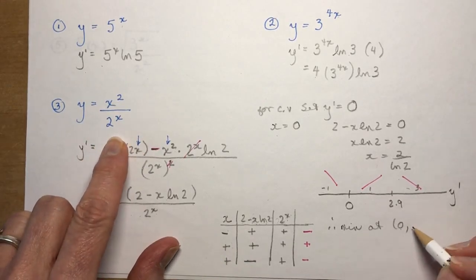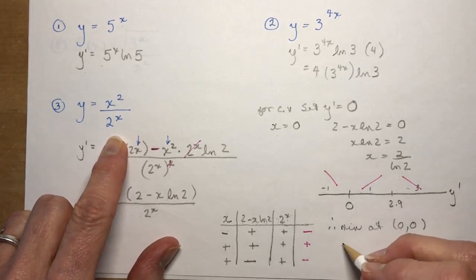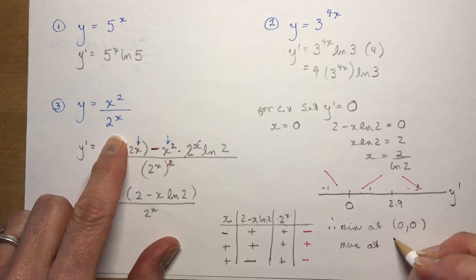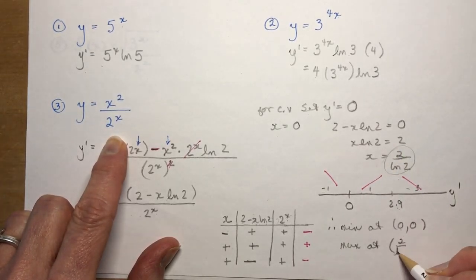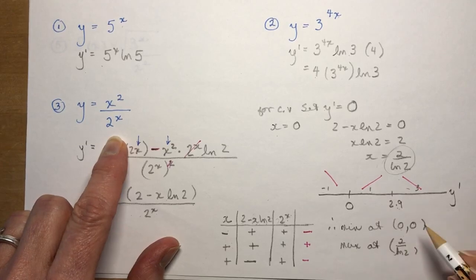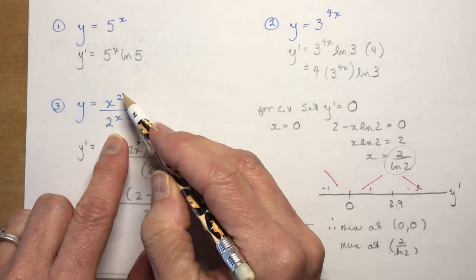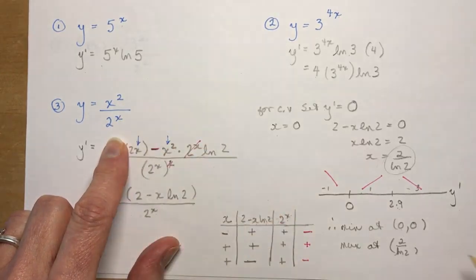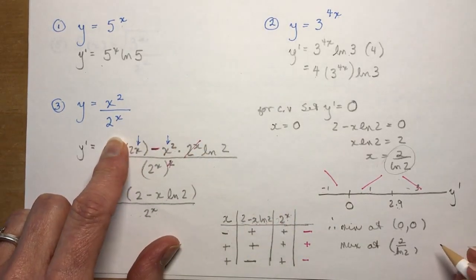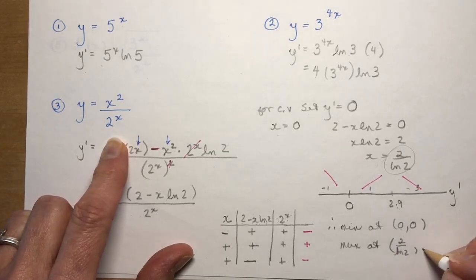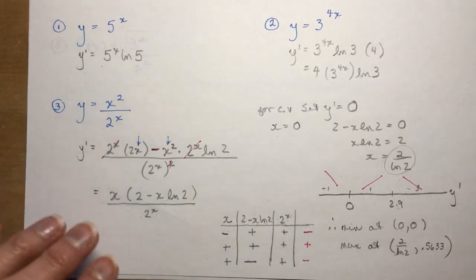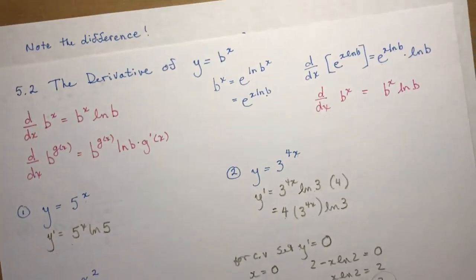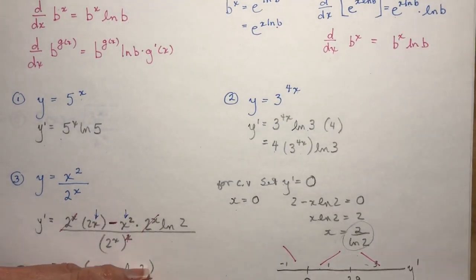I have 0 divided by 1, so 0, and a maximum at, now don't put in 2.9, you put in this, okay, because that's the exact value, 2 over ln 2, and plugging that into your calculator here, squaring it and dividing by 2 to the 2 over ln 2, you should get approximately 0.5633. I could be off on that. I did it kind of in a hurry, but basically it's just a plug and chug thing. Okay, so let's go on to another example.